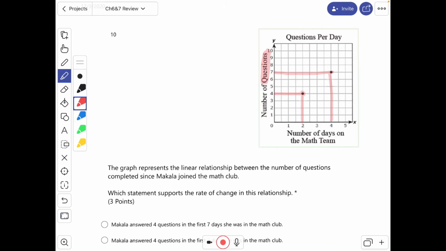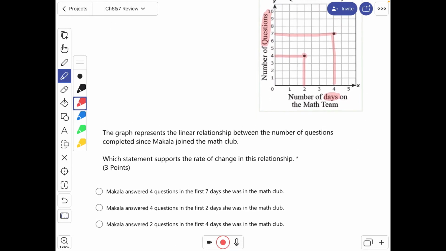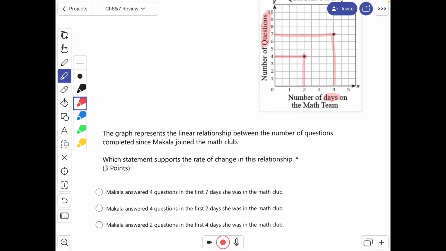And this over here represents the questions, and these numbers down here represent the days. Now let's look at some of the answer choices. It says Michaela answered 4 questions in the first 7 days. 4 questions. Questions are over here. So if I go to 4 questions, would that be 7 days? No.